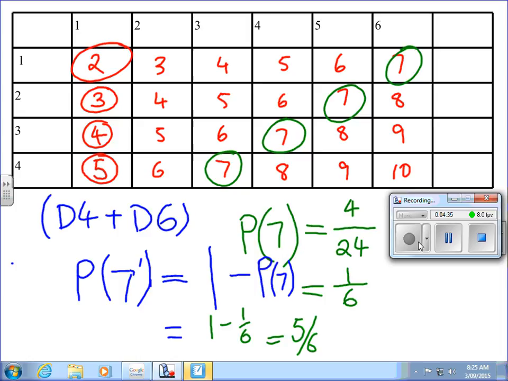So I'm going to expect you to do this when you've finished your experiment, and I'm going to get you to work out the theoretical, because this is the theoretical, and compare it to your experiment.